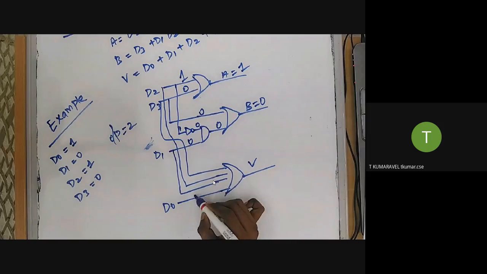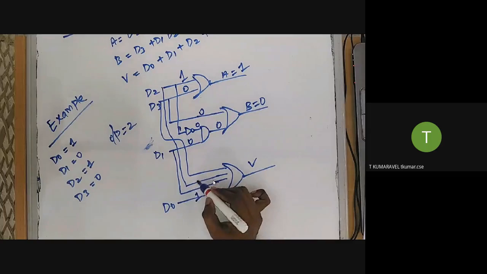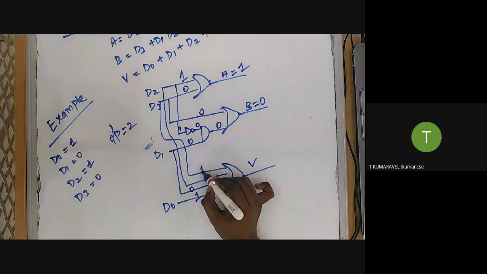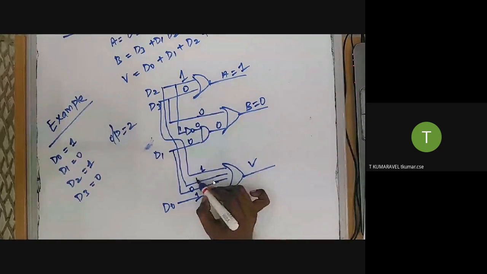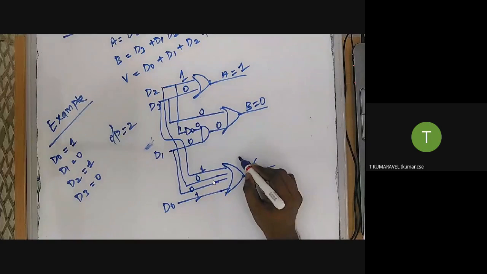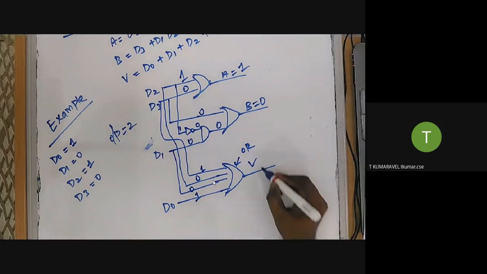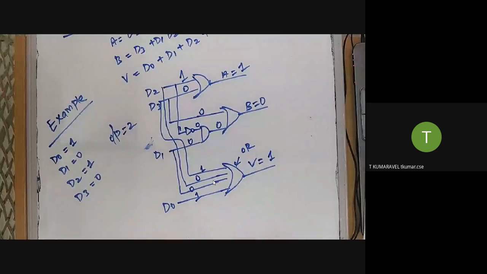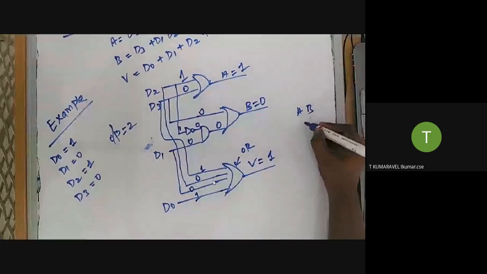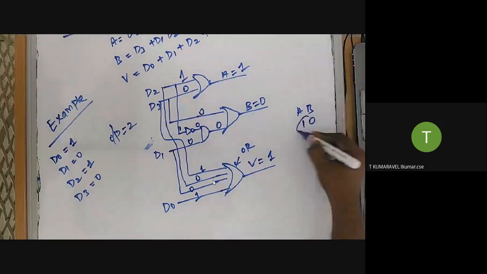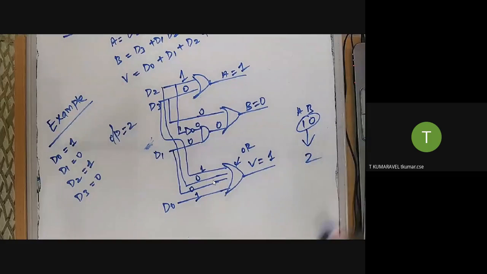D0 is 1. D1 is 0. D2 is 1. D3 is 0. This is an OR gate. What is the functionality of an OR gate? If any one of the inputs is 1, the output value is 1. The final output is AB, which is 1 0. 1 0 is the binary representation of 2. We successfully attained the output equal to 2.